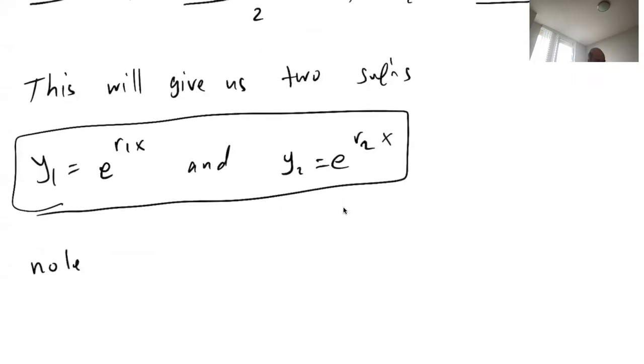Note that y1 and y2 above are linearly independent. Why are they linearly independent, or how can I check that? Because here I have two functions, one way is using the definition of linear independence: c1 y1 plus c2 y2 equals 0, and then I have to conclude that c1 and c2 must both be 0. Or I can check that y1 and y2 are not scalar multiples of each other, because there are just two of them here. If they are not scalar multiples of each other, that means they are linearly independent.